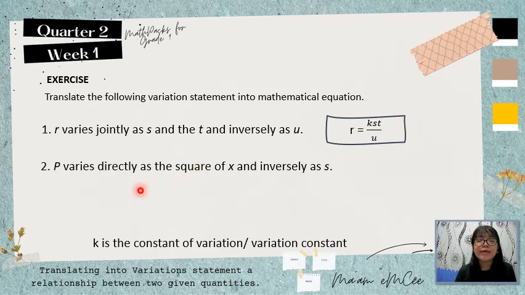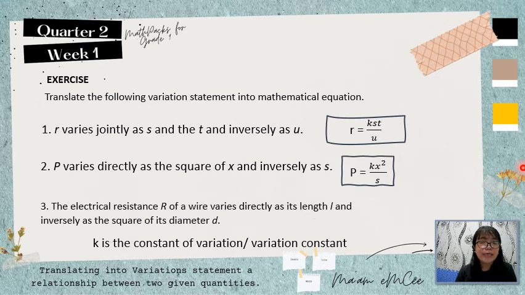Next, P varies directly as the square of x and inversely as s. So P will be on the left side of the equation, and then the square of x or x squared will be together with the constant of variation. So they will be in the numerator, and then our s will be in the denominator. So P is equal to K x squared over s, and that is our mathematical equation.